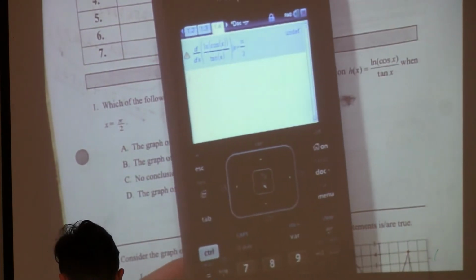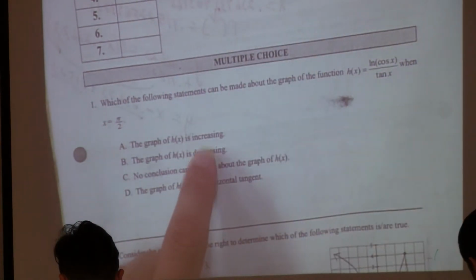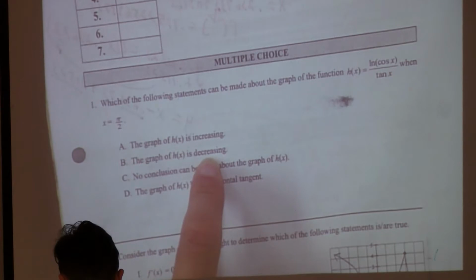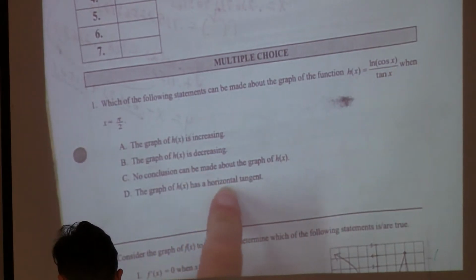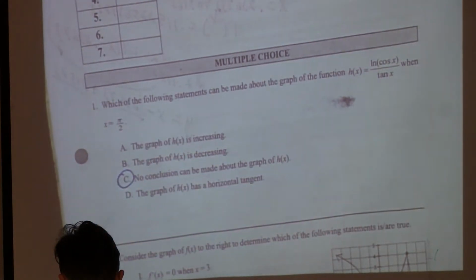Undefined. So therefore, is it positive? No. So is it increasing? No. Is it negative? No. So is it decreasing? No. Is it 0? No, so I don't have a horizontal tangent, so what does that answer have to be? No conclusion can be drawn.